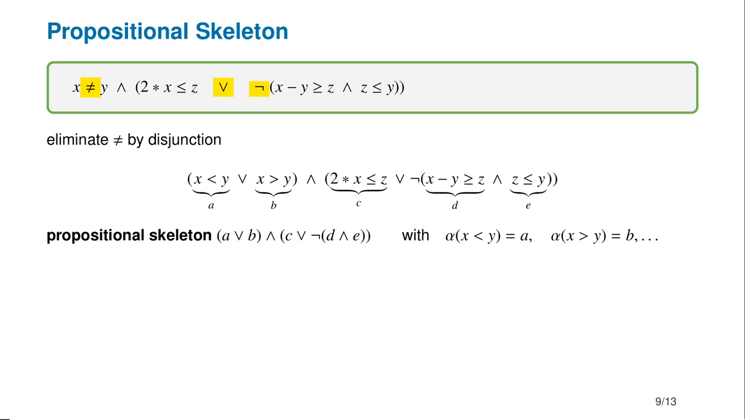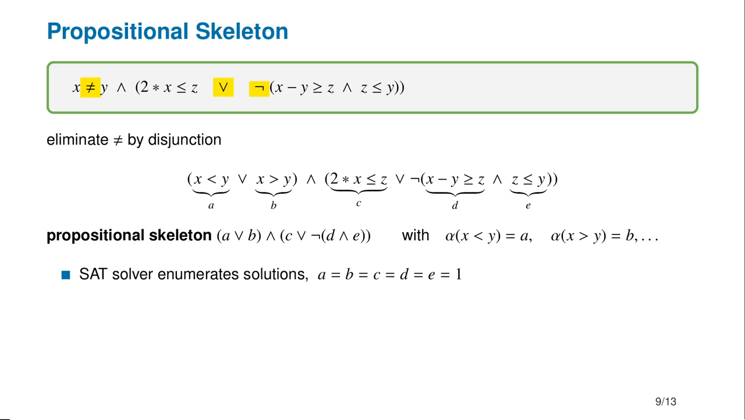Here I have an example of how we can obtain the propositional skeleton, this abstraction, from a given formula. First of all, we perform some rewriting such that we have only inequalities in the formula, and then we replace the Fourier literals, these predicates we have here, by a Boolean variable. So x smaller than y becomes a, x bigger than y becomes b, and then we have c, d, and e, variables which we introduce for further Fourier literals, and we get a propositional formula: A or B, and C, or not D and E. This is an abstraction of the original formula, and if this formula is already unsatisfiable, we know that the original formula cannot be satisfiable because this is more constrained.